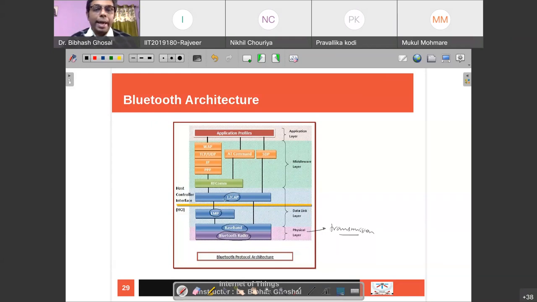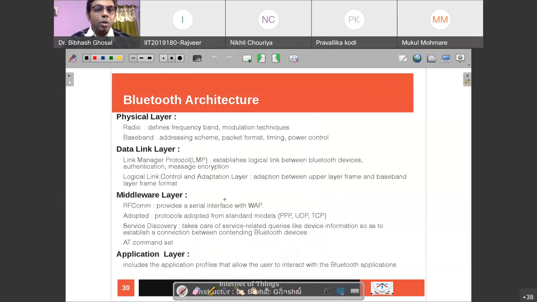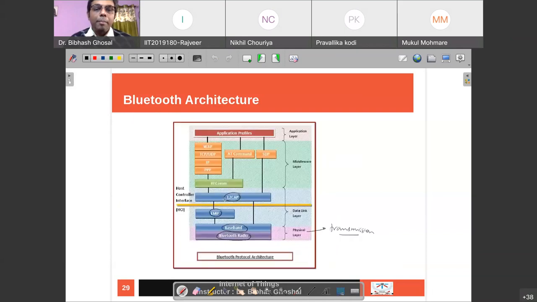The first one is called LMP, which stands for Link Manager Protocol. This Link Manager Protocol is the layer that establishes the link between the Bluetooth devices. So we know that Bluetooth works by creating a network of devices. One device has to recognize the other, and there is a technique called pairing which is involved.